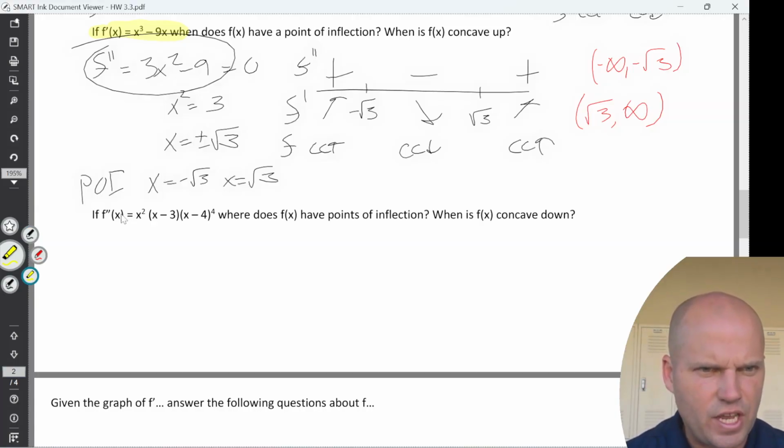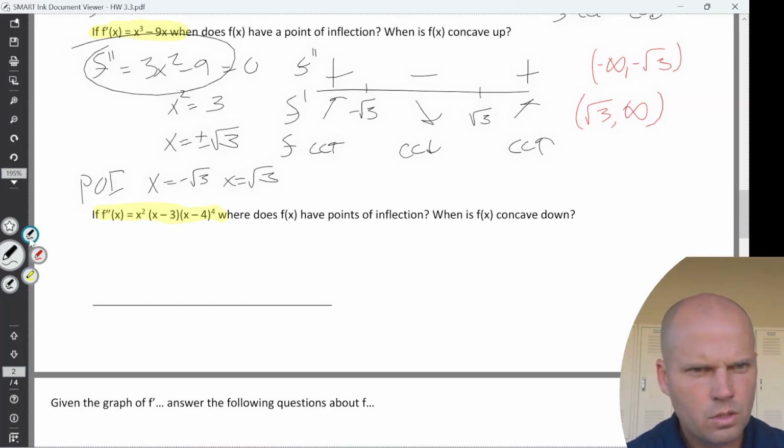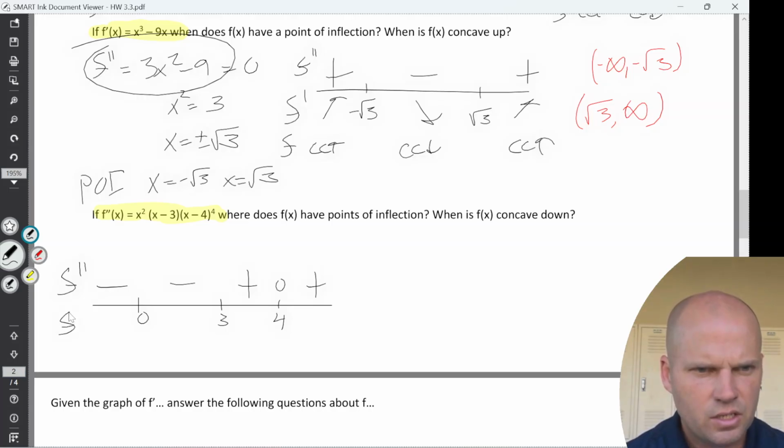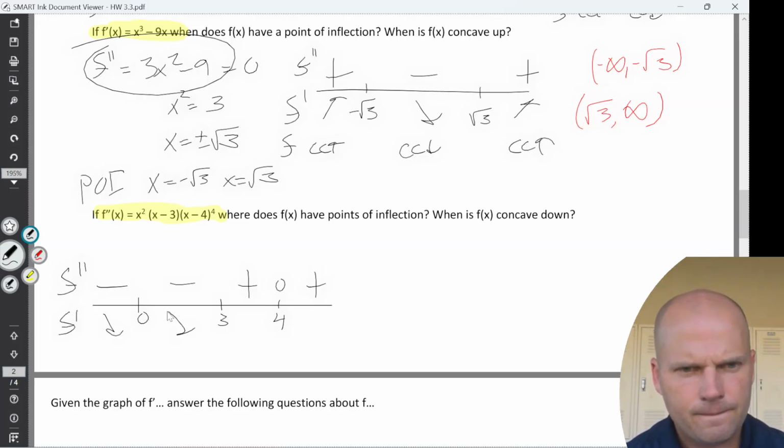Oh, I'm already giving you the second derivative. It's already factored, so we just need zeros. You already have everything you need. You just have to do the sign analysis. Positives, not going to change signs. Going to change signs, not going to change signs. That's fun. We only have one point of inflection. The only point of inflection is at x equals 3.